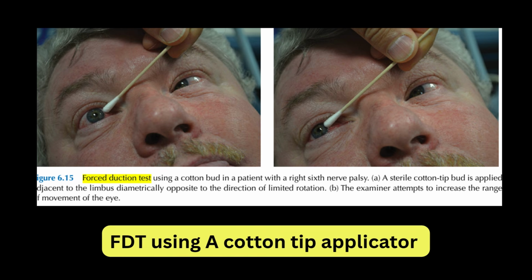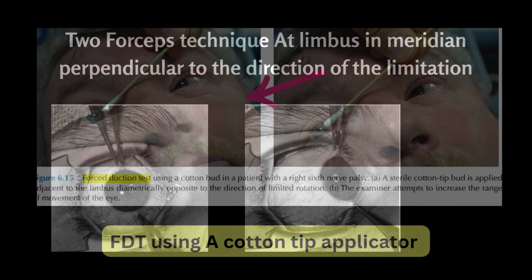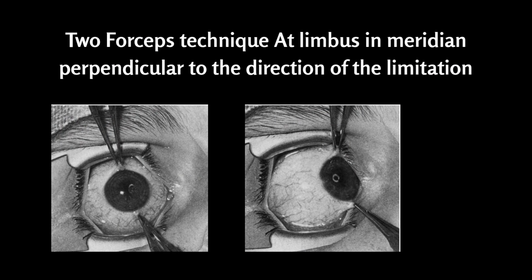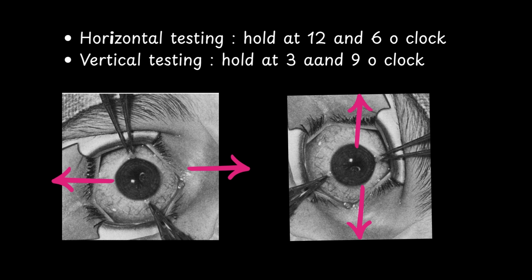So in this case, on the nasal side, you try to passively abduct the eye to assess restriction. Now, if you want to use both your hands or two forceps, you can hold the globe at 2 points placed perpendicular to the direction of limitation. So this is also one method. For horizontal restrictions, we hold the globe at 6 o'clock and 12 o'clock. And for vertical restrictions, we hold the globe at the 3 o'clock and 9 o'clock positions.